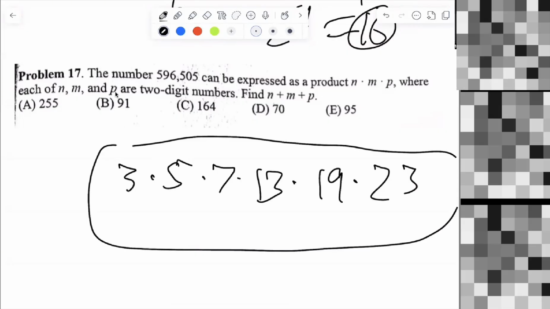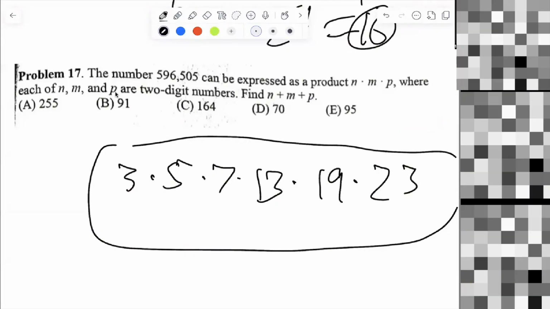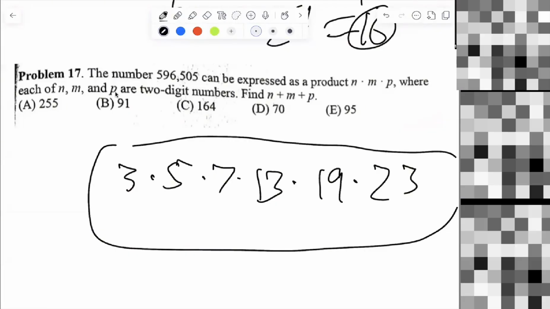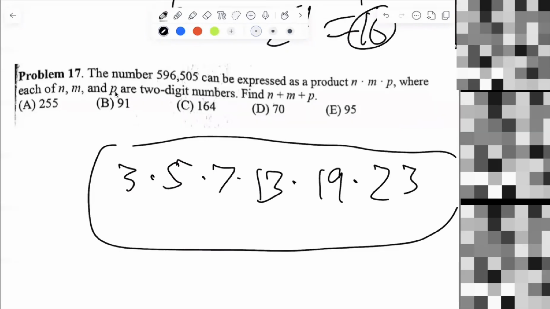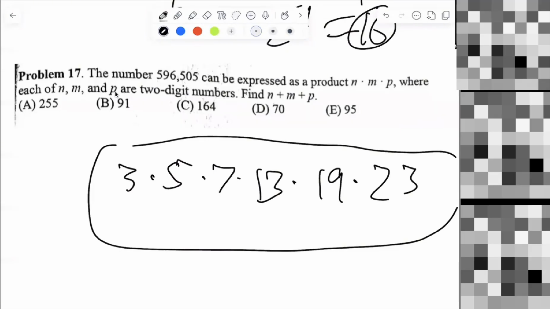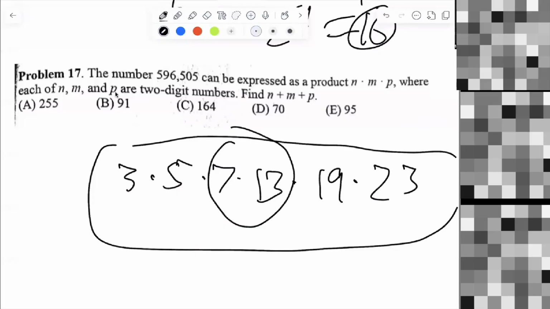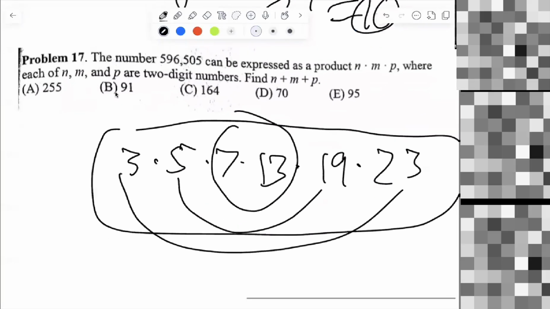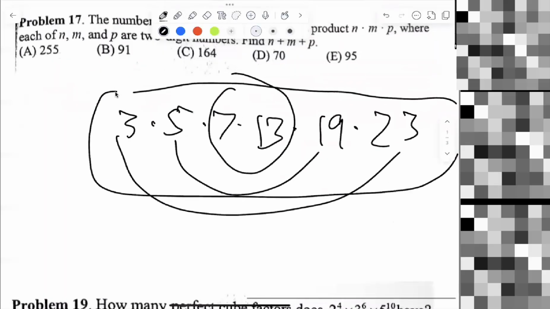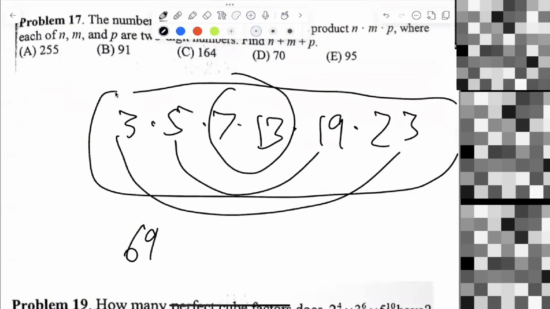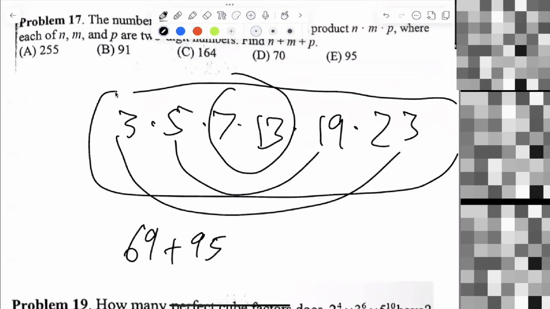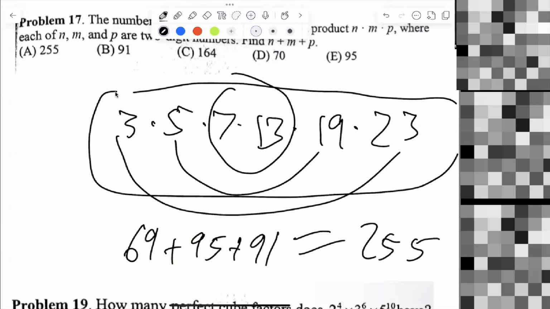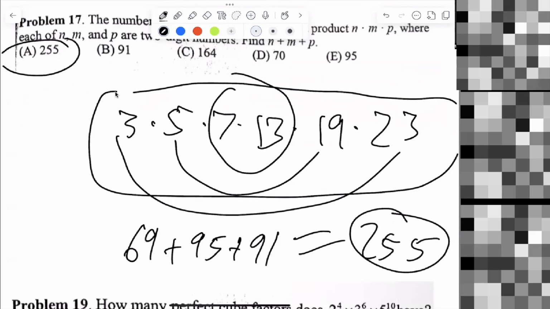Second is to find the combining. Since there's a total of 6 factors, and we want to make it into 3, we have to combine 2 of these numbers into 1, such that they're 2 digits each. Notice that if we combine 7 and 13, 5 and 19, and 3 and 23, we get our 3 2-digit numbers: 91, 95, and 69. Adding this all up gives you a grand total of 255. So the answer to this question is A.